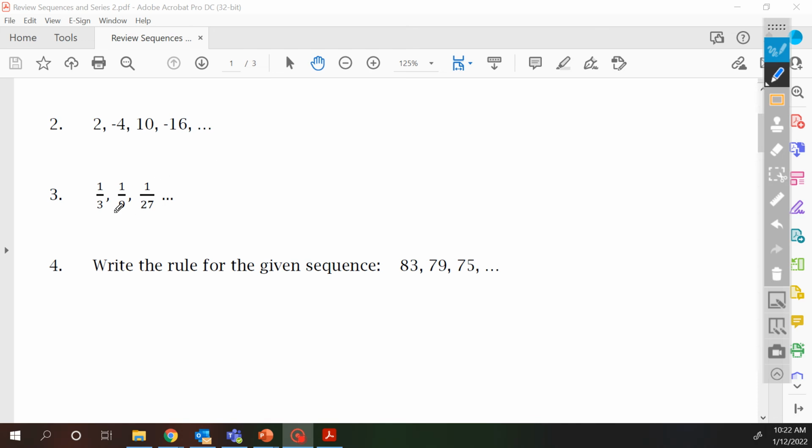Number 3, 1/3, 1/9, 1/27. Well, this is definitely not arithmetic, because it's just a fraction that's getting smaller and smaller. Let's check to see if it's geometric. We'll take the second term, a ninth, divide by the first term, a third. You can put that in a calculator, or you can do a ninth times 3 over 1, because dividing by a fraction is multiplying by the reciprocal. So that's just 3 over 9. So the ratio might be a third.